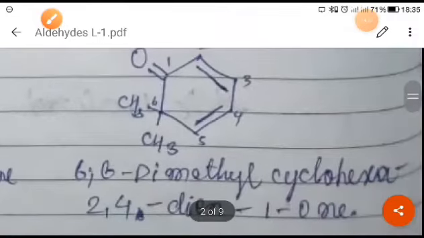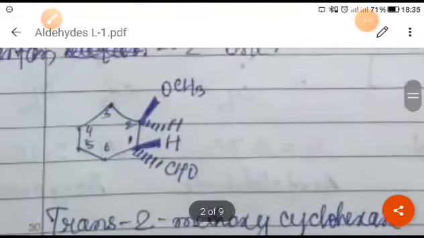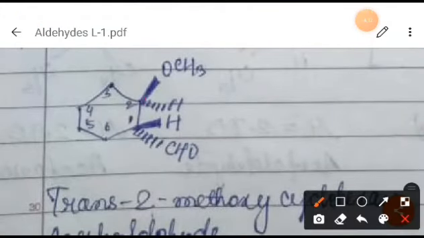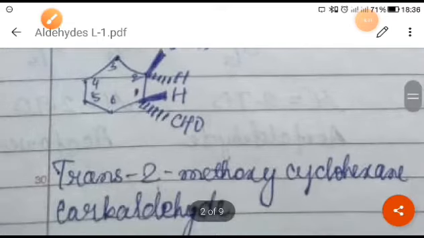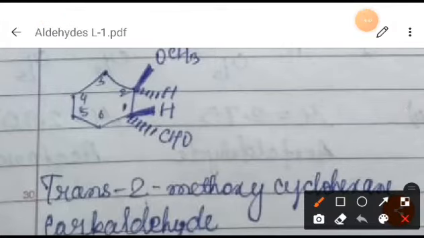Now again this one. If this type of wedge and dash is given, then at that time we have to give their stereochemistry, right? We have to write the stereochemistry, okay? So in this question you see, these are trans, because one hydrogen is above the plane and one hydrogen is below the plane. Means they are trans, right? So how can we write trans?